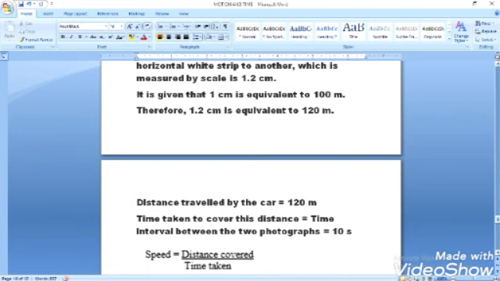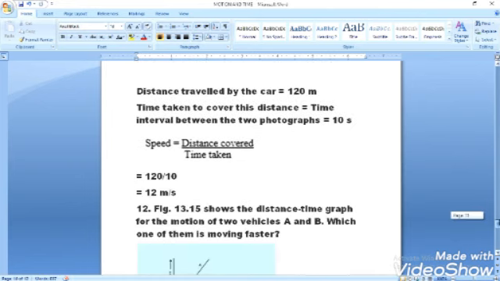Then the time taken to cover this distance is equal to the time interval between the two photographs, that is 10 seconds. So speed is equal to distance covered divided by time taken. So it is 120 divided by 10. So we get 12 meter per second. It is a very simple question. Next question.